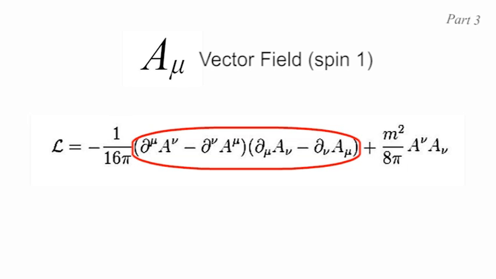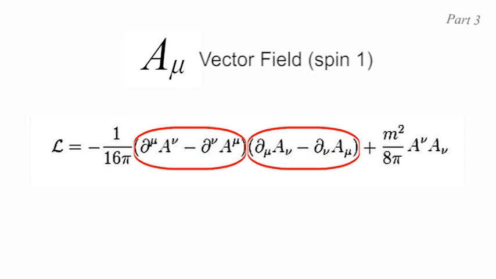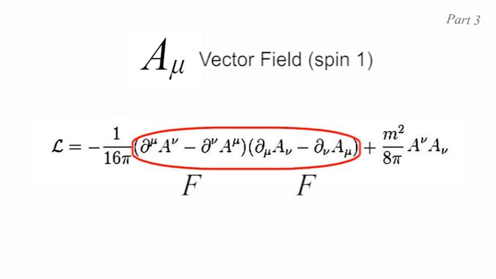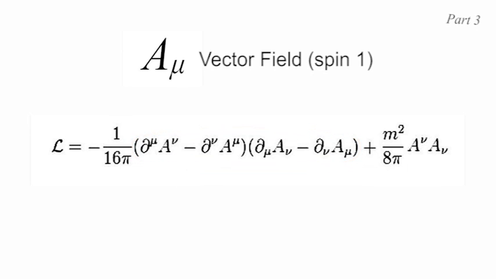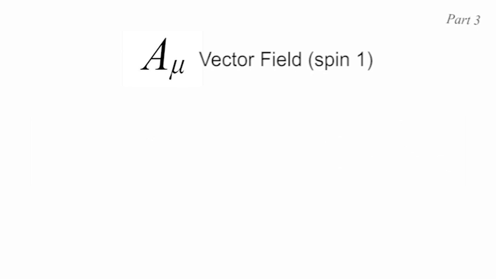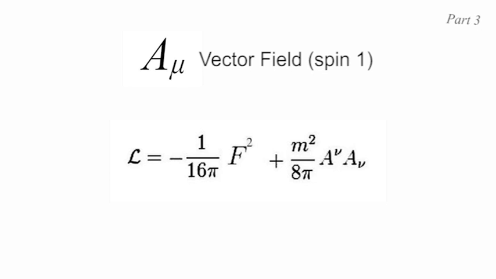For completeness, I should say that each of these brackets is known as the electromagnetic tensor and is usually given the uppercase letter F as a shorthand. So this is really like F squared, and takes the place of our derivative squared for the kinetic energy of the vector field. In fact, we could write the Proca Lagrangian like this: minus 1/16 pi F squared plus m squared over 8 pi A squared.